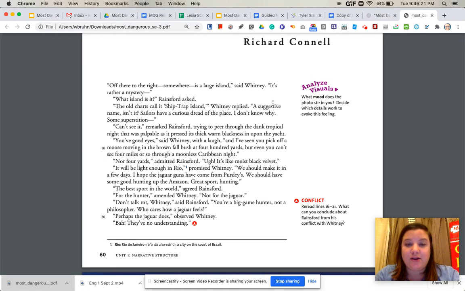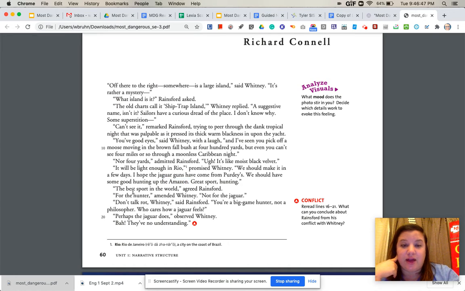And where are they headed? Think in your mind, where are they and where are they headed? Good. So hopefully you saw in the text that they are in the middle of the Caribbean Sea, and they are headed for Rio. So that's Rio de Janeiro, which is off the coast of Brazil. They're headed to Rio because they are going to pick up some Jaguar guns, and then they are going to go up into the Amazon rainforest and do some hunting.